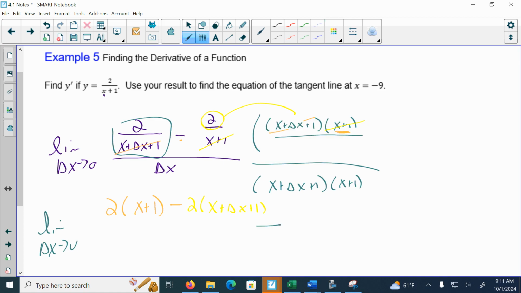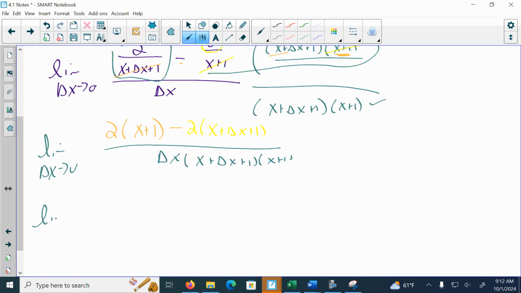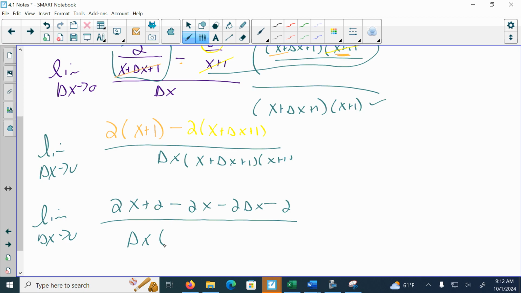And then this is going to be all over delta x times all of that. You cannot forget all of that. Because we've taken care of multiplying by this, we've got to keep this with the denominator. So I'm going to take the limit as delta x approaches 0. Distributing the 2, I'm going to have 2x plus 2 minus 2x minus 2 delta x minus 2, distributing that negative 2 the whole line. This is unchanged.